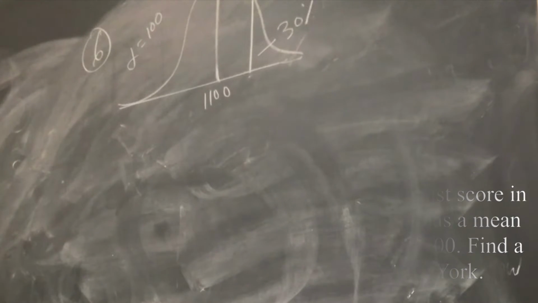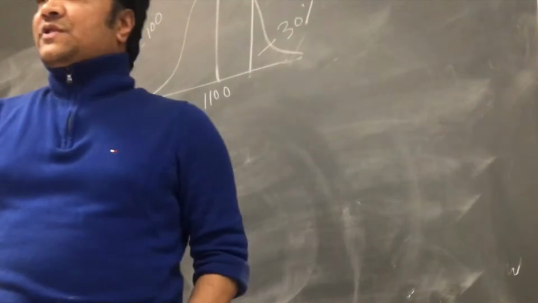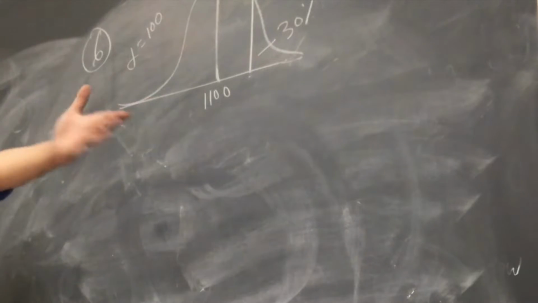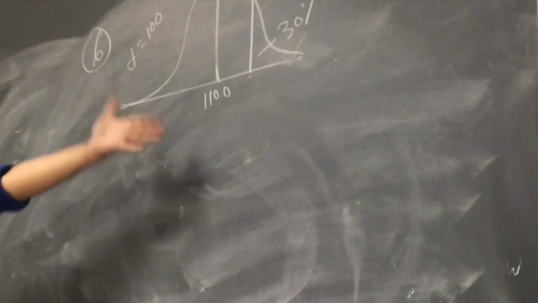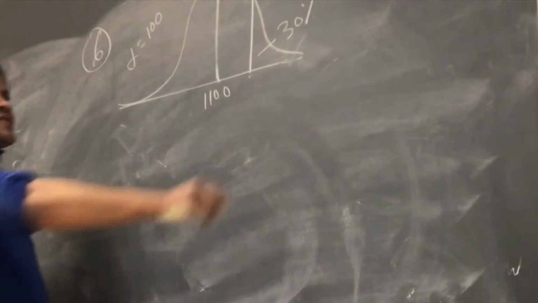So now we are doing it for your college. Getting into your college is easier than getting into Harvard. Harvard is the top 1%, your college is the top 30%. So what are you going to do? 30% is how much?